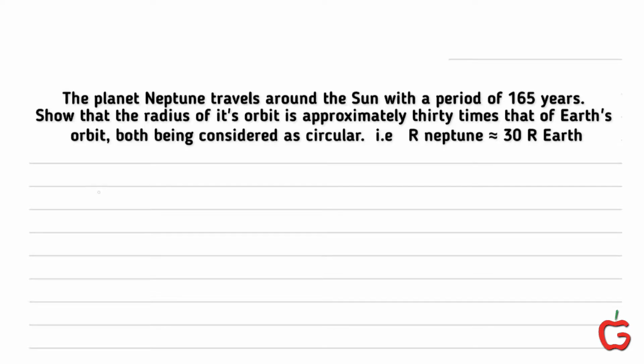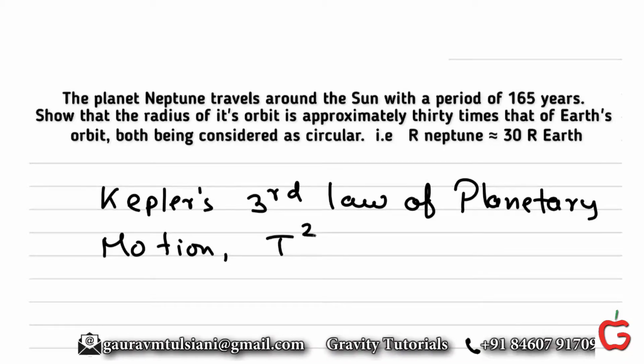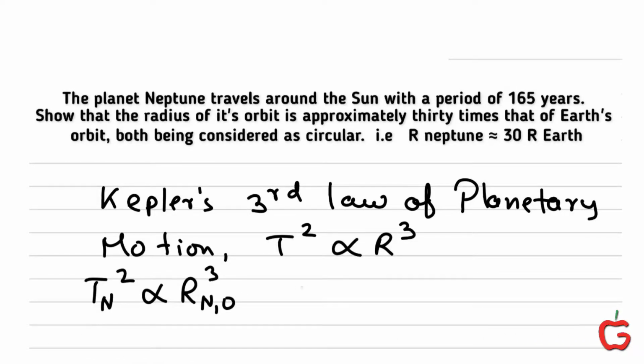Okay. So for this we can directly apply Kepler's third law of planetary motion, which says that the square of time period is proportional to the cube of radius. So the square of Neptune's time period is proportional to the cube of Neptune's orbital radius, and the square of Earth's time period is proportional to the cube of Earth's orbital radius.